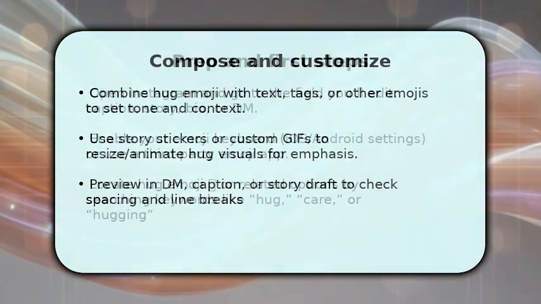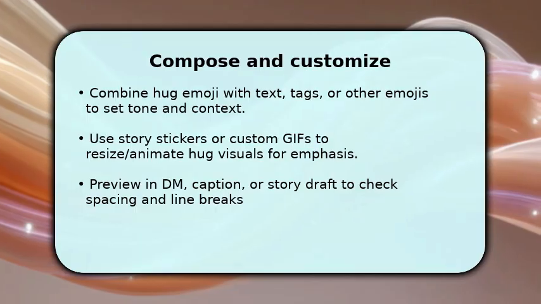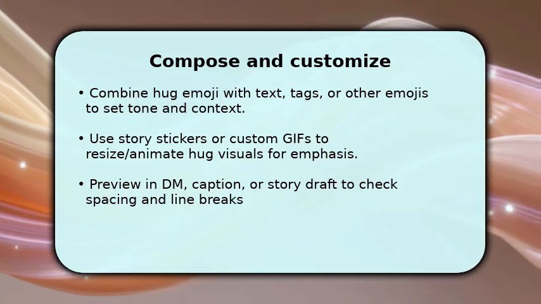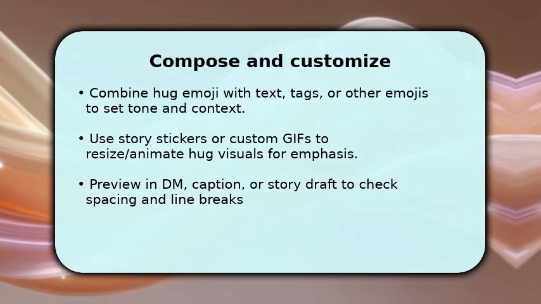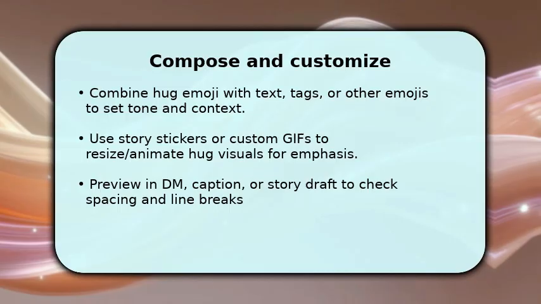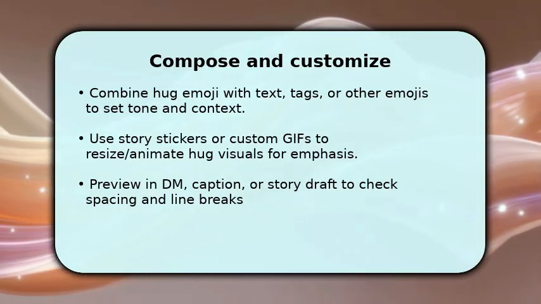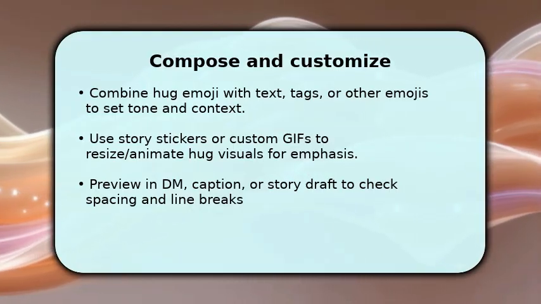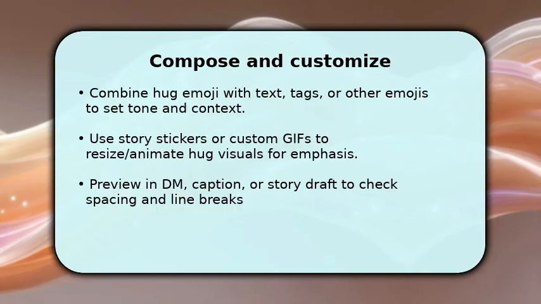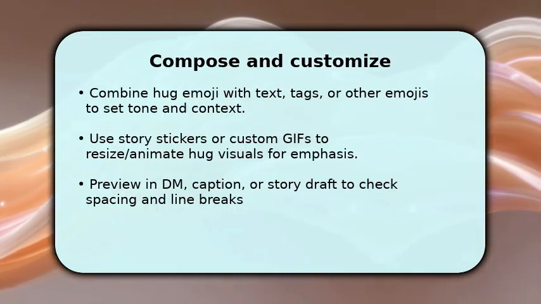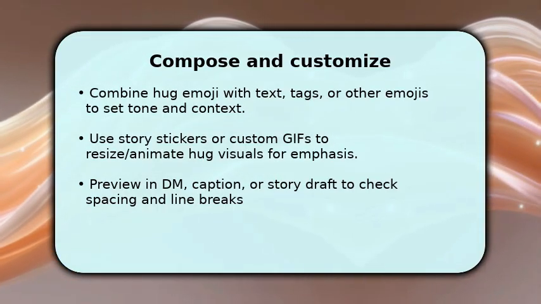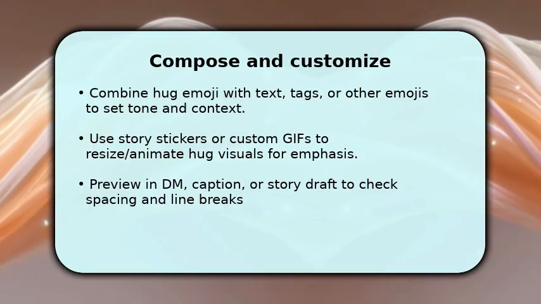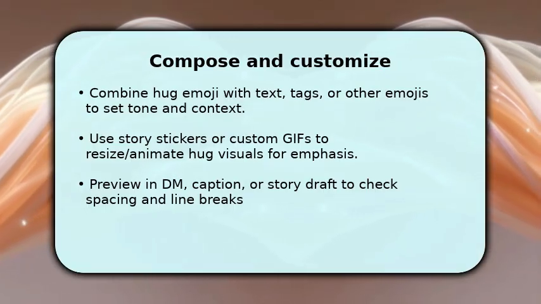Now you'll build the message. Place the hug emoji near keywords or tags to reinforce warmth, and use spacing or line breaks to control emphasis. In stories, convert the emoji into a sticker to resize, rotate, or animate. In captions, use multiple emoji for rhythm but avoid clutter. Once placed, preview the content, tap Draft or view a test DM to confirm the emoji aligns with text and doesn't break lines unexpectedly. These steps improve clarity and emotional impact.